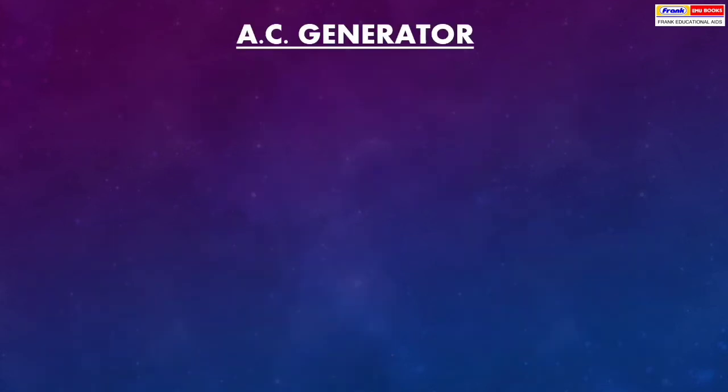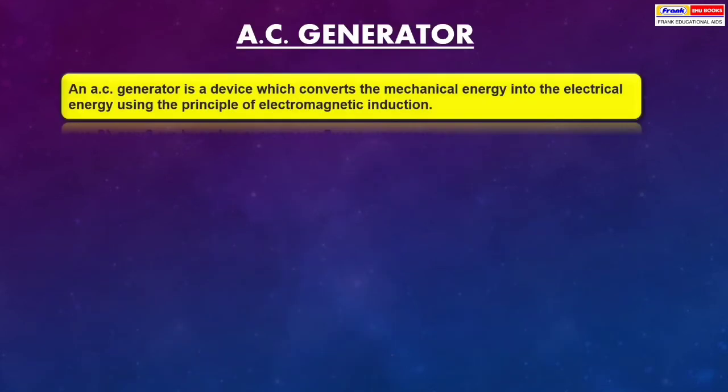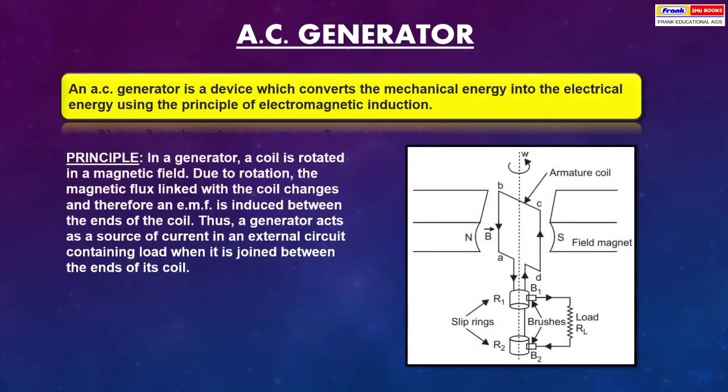AC generator. An AC generator is a device which converts mechanical energy into electrical energy. Principle: in a generator, a coil is rotated in a magnetic field. Due to rotation, the magnetic flux linked with the coil changes and therefore an EMF is induced between the ends of the coil. Thus, a generator acts as a source of current in an external circuit containing a load when it is joined between the ends of the coil.